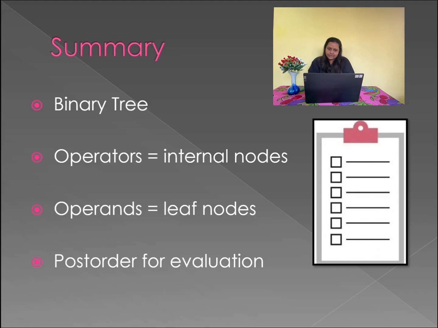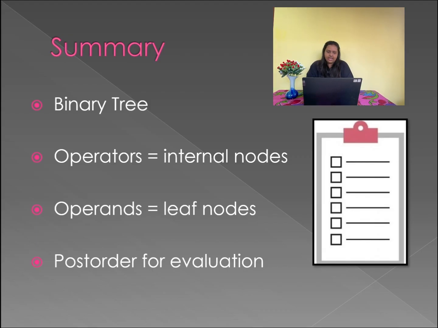Alright, let's quickly summarize what we learned today. First of all, an expression tree is a binary tree. That means each node can have at most 2 children, a left child and a right child. Next, in an expression tree, operators are always stored in the internal nodes. These are the nodes that connect other nodes and represent operations like plus, minus, multiply and divide.